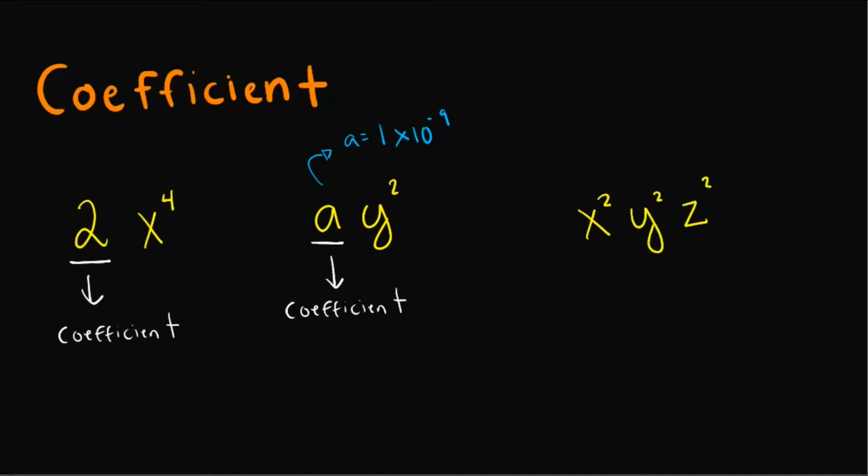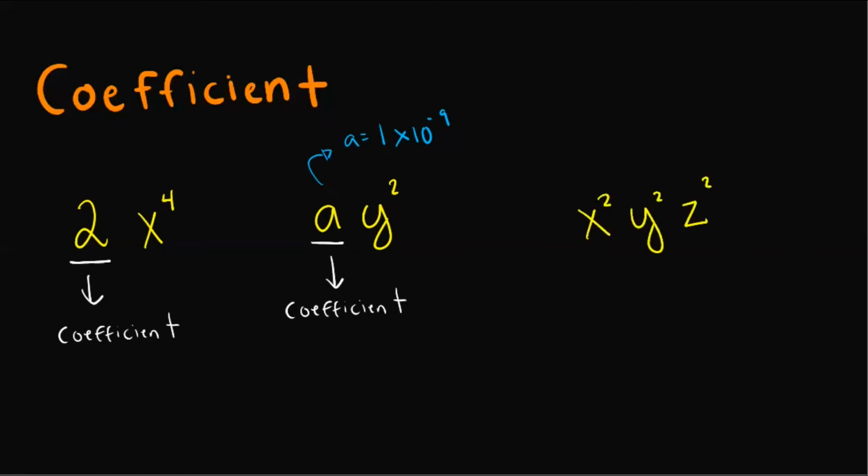For a last example in this one, we have x squared, y squared, and z squared. Now for this one, how do we determine what the coefficient in this one is? Well, the problem here is that x, y, and z are all variables. So neither of them can be the coefficient in this one.